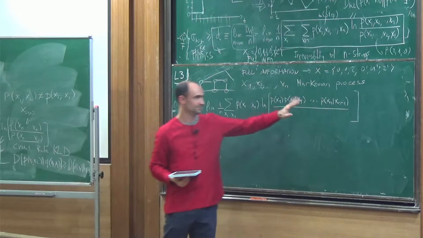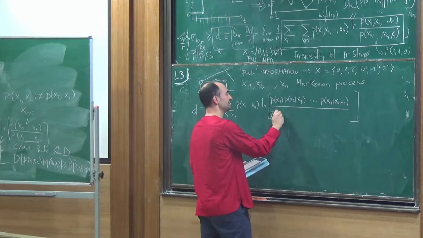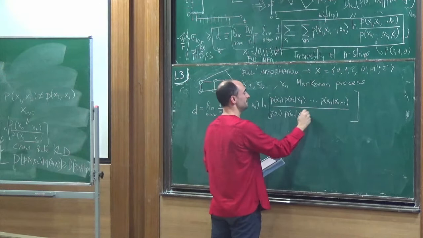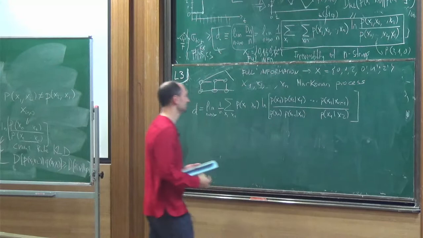Simple. And now I do the time reverse, so I just change the arguments. I start from xn, then xn minus 1, and the last thing that I see is x1 from xn. I just use the definition.